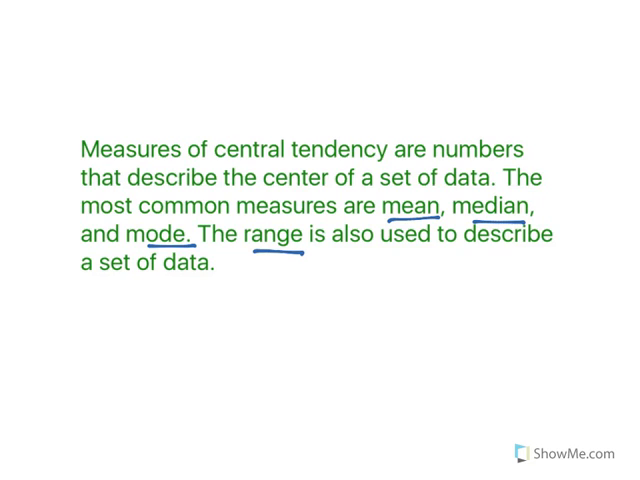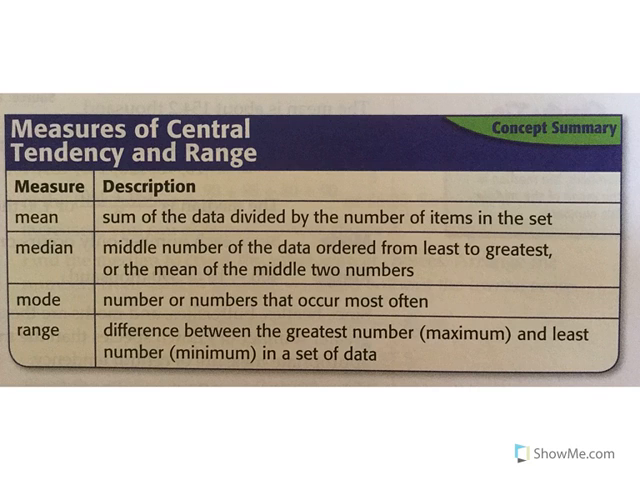So let's backtrack to probably 5th grade, which was the last time you talked about it, but we're going to be bringing it back here and remembering what mean, median, range, and mode are. Let's review. Mean is the sum of the data divided by the number of items in the set. I always think of mean as the hardest procedure of finding the measures of central tendency and range. It takes the longest. So I say that's the meanest.